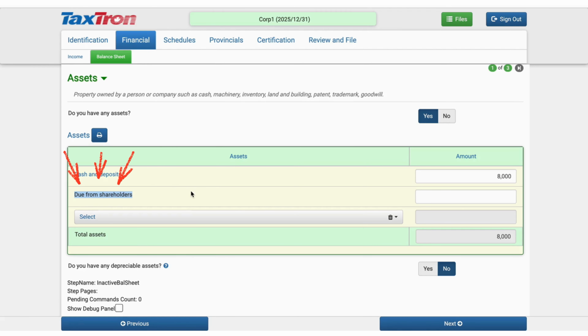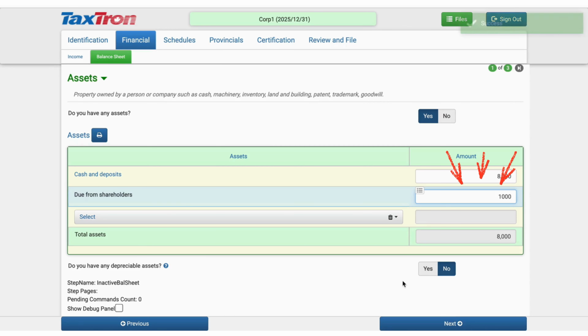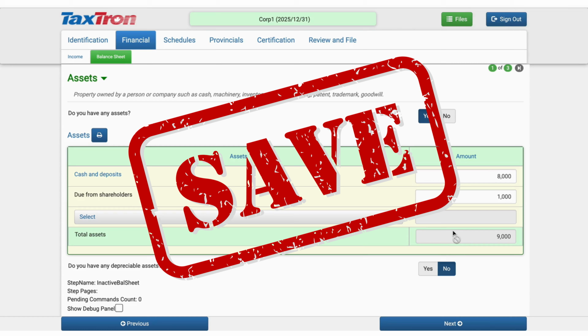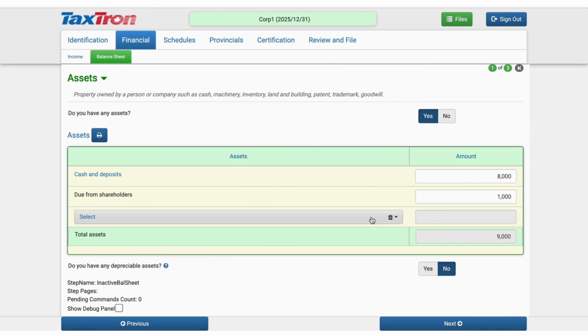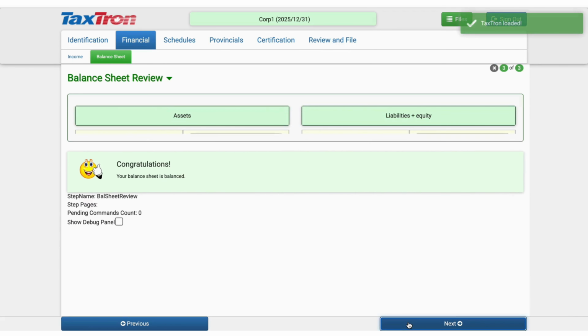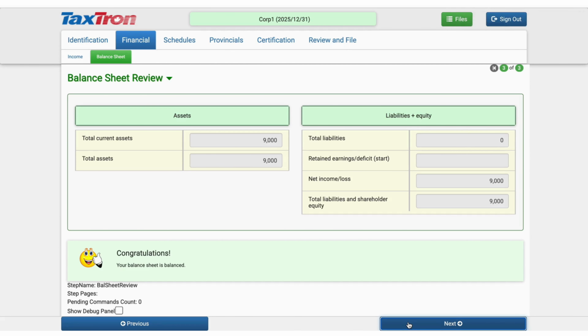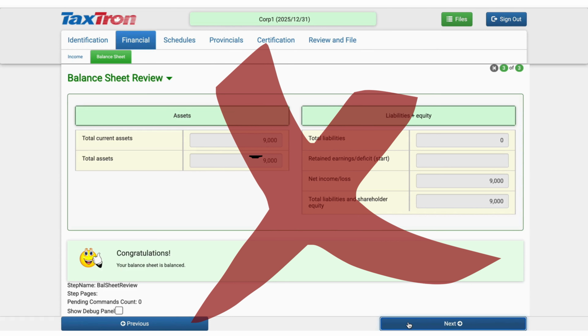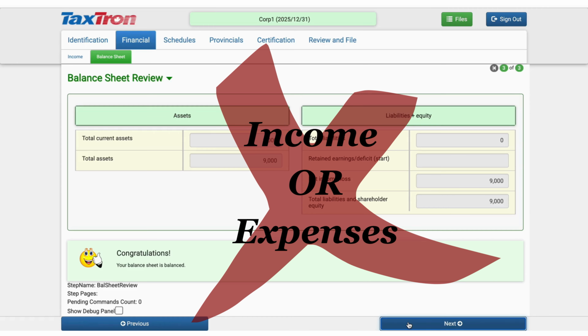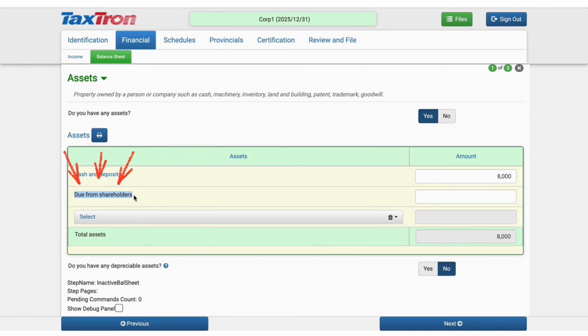Because this amount was missing, her total assets were incorrect, causing the G100 balance sheet to show not balanced. Lisa adds the missing $1,000 due from shareholders amount, saves the return, and checks the G100 again. This time, the balance sheet is perfectly balanced. The issue wasn't with her income or expenses, it was simply a missing balance sheet entry.